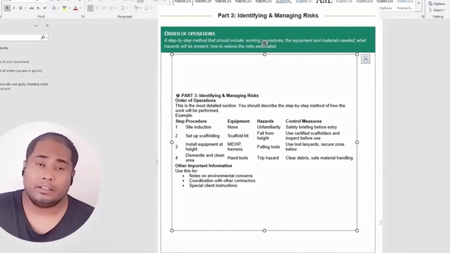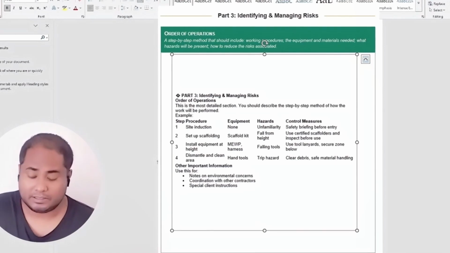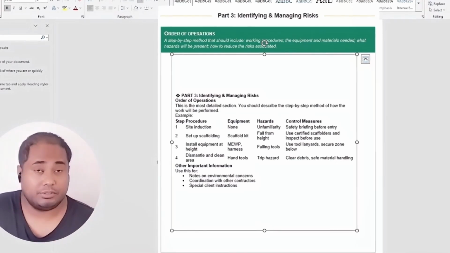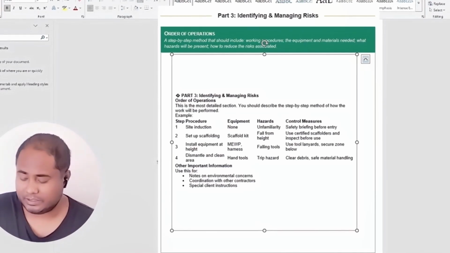Number 3 is installing equipment at height: MEP, harness, falling tools. Okay, use tools in linear sequence and zones. This information you need to put. Number 4 is housekeeping or dismounting tools. After finishing the work, you need to remove all these things, and the equipment you need for this is hand tools. There could be a tripping hazard while you are working or housekeeping the areas. So what are the control measures? Debris and safe material handling should be followed. So this is the identifying and managing risk information you can include.